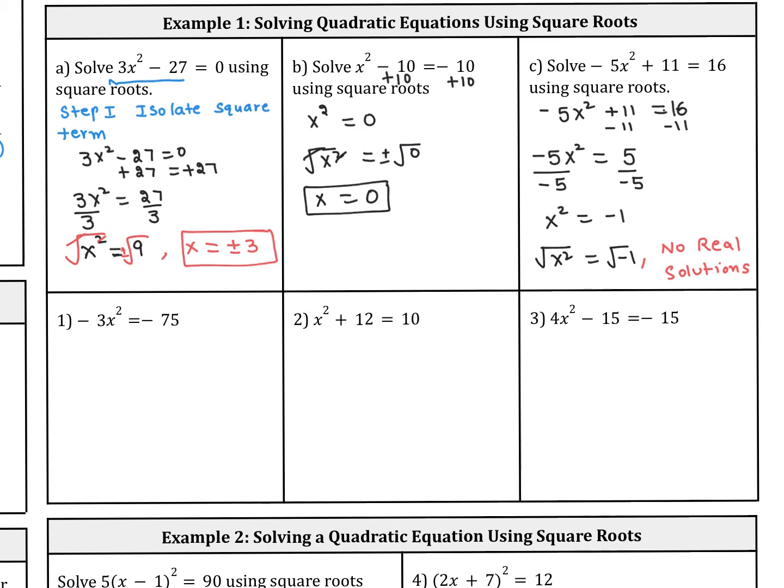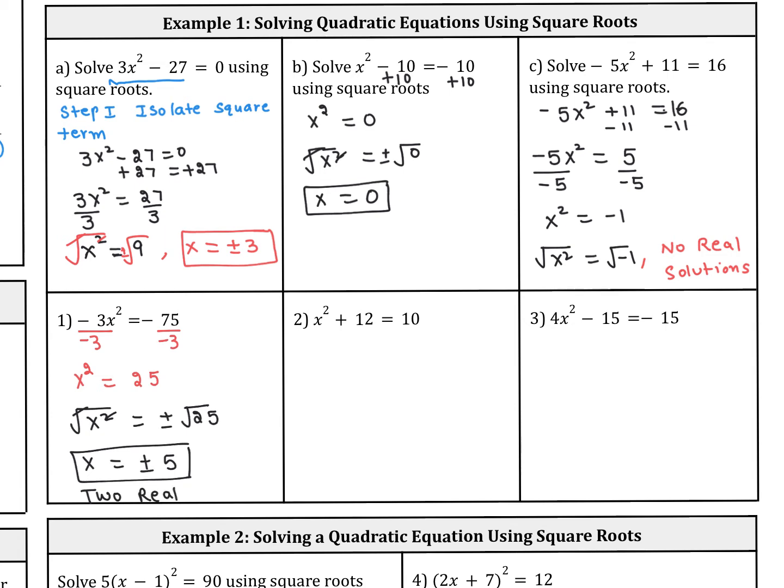For question number 3, I'm going to isolate the square term by dividing by 3 on both sides. So you get x squared equals 25. To remove the square, you're going to take a square root on both sides. So the square root of x squared equals plus or minus the square root of 25. Square and square root cancel. x equals the square root of 25, which is 5. So plus or minus 5. And that means there are 2 real solutions.